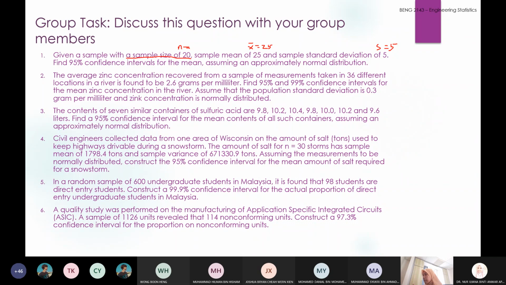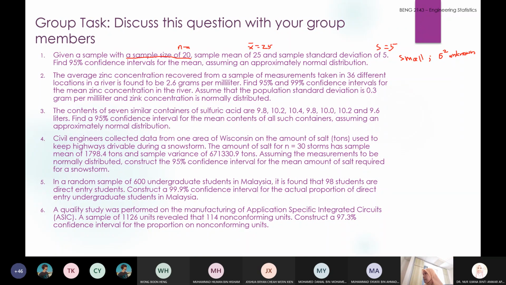So Fitness, Vivian and Ashraf and the rest of you, this is a case of a small sample and also unknown population variance. This is a small sample, and the variance is unknown. Okay, clear for the first question?